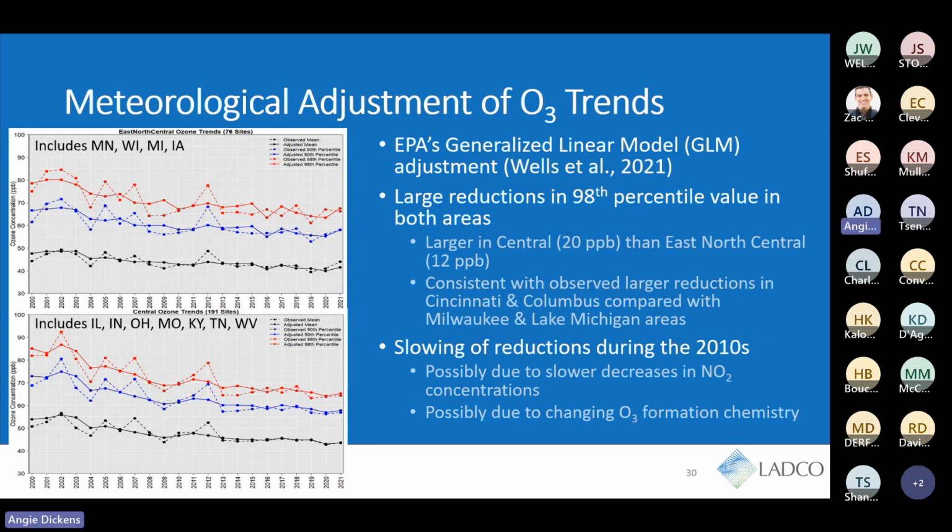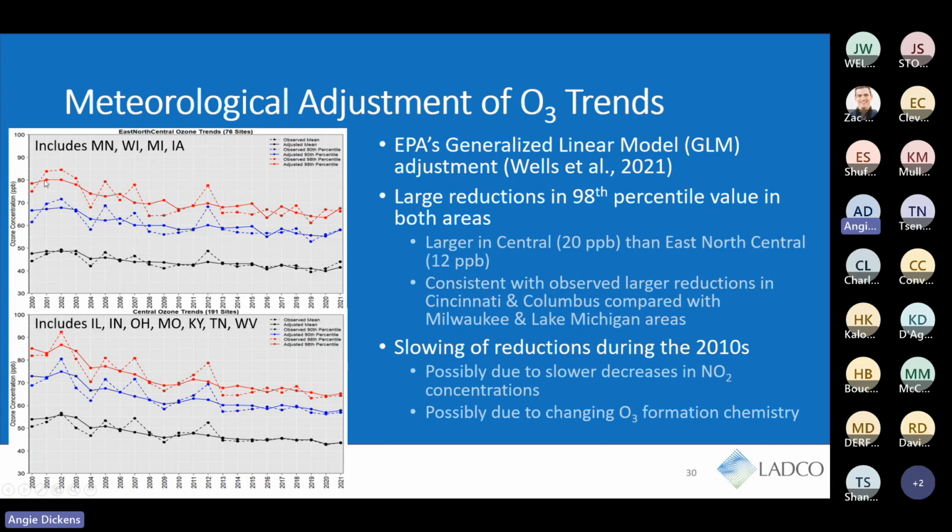I mentioned that we are going to look at meteorological adjustment of ozone trends. So this is starting off with similar results from EPA's generalized linear model from Wells et al. And I want to draw your eye in particular to the solid red line. This is the meteorologically adjusted 98th percentile ozone value. Top plot is for Minnesota, Wisconsin, and Michigan, along with Ohio. Bottom includes Illinois, Indiana, Ohio, as well as Missouri, these other states nearby.